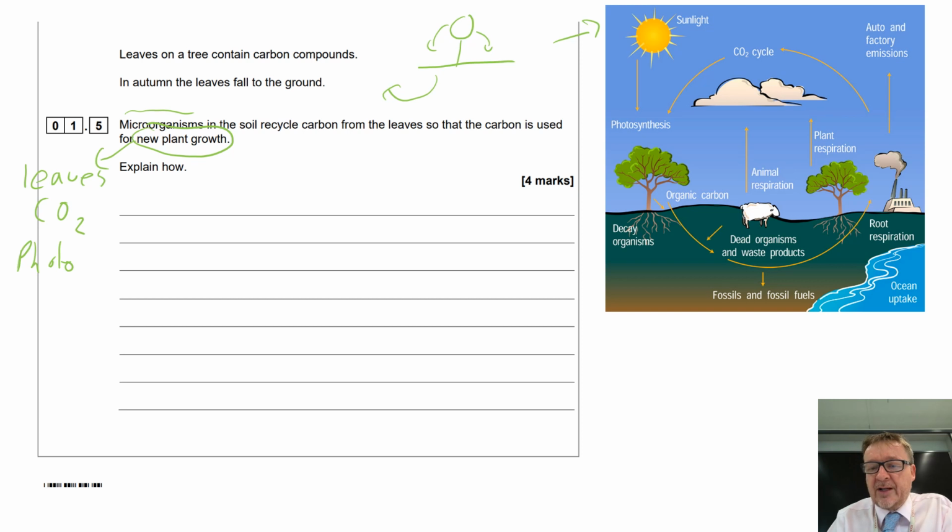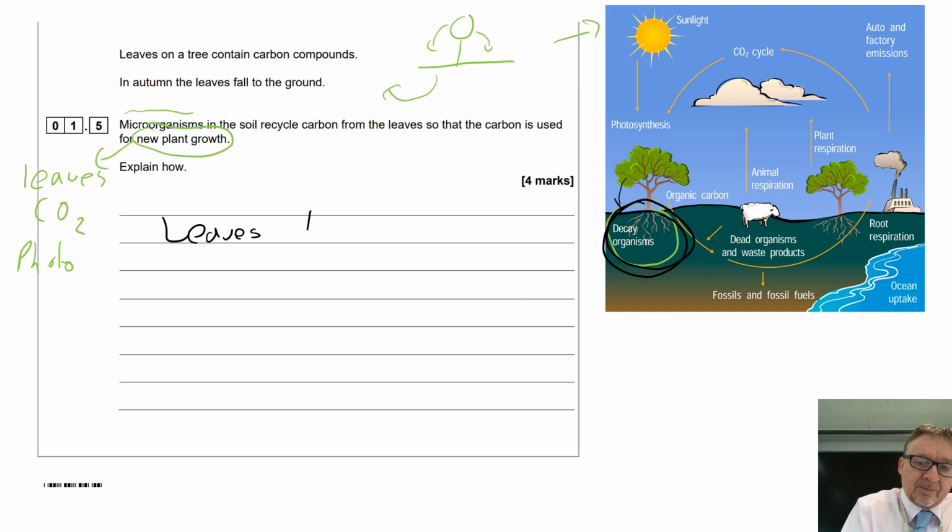So if I now look at my diagram here, we've got leaves. I'll just change the colour of that. Let's have blue. No, let's have black. Nice black. We've got decay. Leaves fall off the tree, and what they do is decay. So leaves, when they fall off, decay. And that is the microorganisms that are then doing it. They then will follow the cycle round.